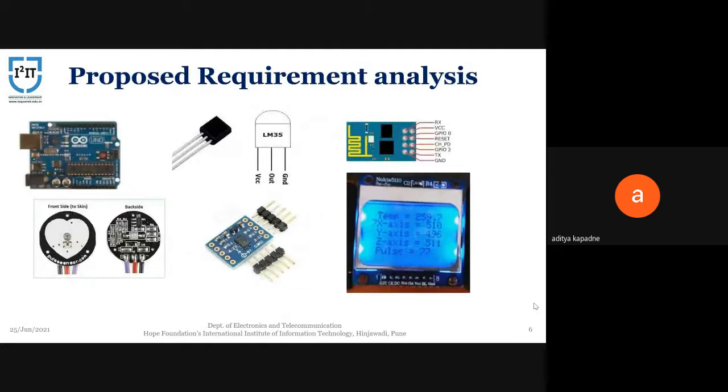Then they have used a pulse rate sensor, which is used to detect the heartbeats, the pulse of the patient. Then they have used a temperature sensor. For that purpose, they have used an LM35 sensor, which has three pins: VCC, output and ground. Then they have also used an MPU 6050 accelerometer for detecting the position and movement of the patient.